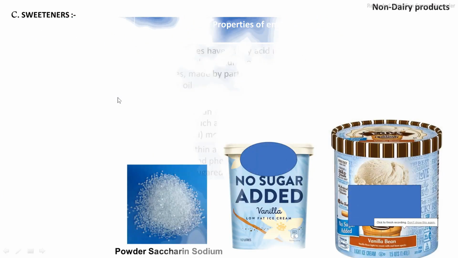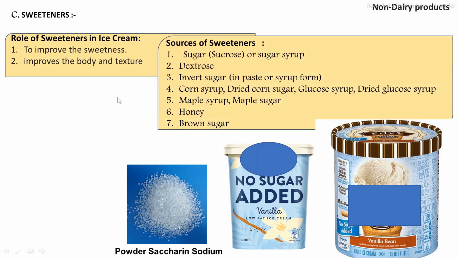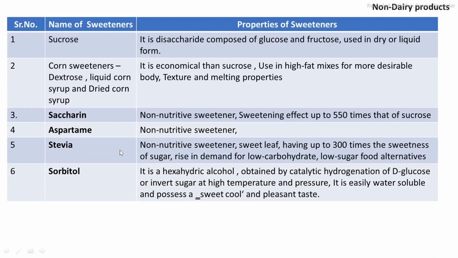Next one is the sweetener, which includes nutritive and non-nutritive sweeteners. Non-nutritive sweeteners are added as per the regulations. The main source of the sweetening agent is mostly added sucrose. Some industries add other sweetening agents. These are the examples; you can select any of these. The nutritive sweetener is added in the proportion of 14 to 60%, and chocolate ice cream requires more, 70 to 80%. These are the examples of the sweetening agents, nutritive and non-nutritive, along with the properties.